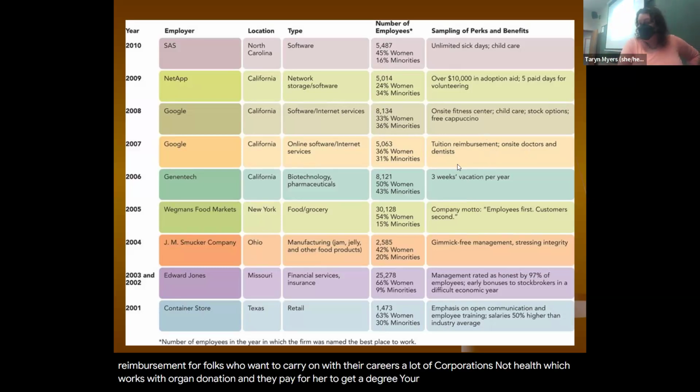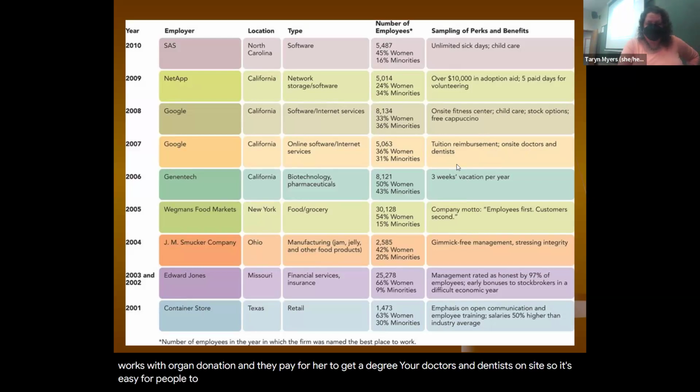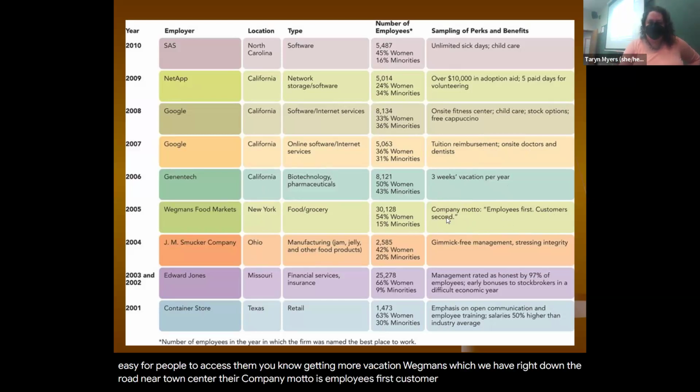Having their doctors and dentists on site, so it's easy for people to access them. You know, getting more vacation. Wegmans, which we have right down the road near town center. Their company motto is employees first, customer second. And again, you see some of these numbers, half or more than half women.